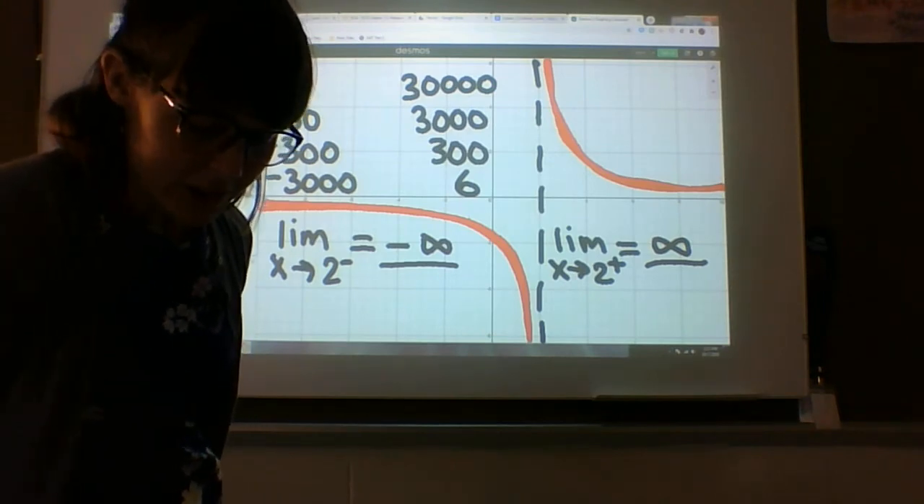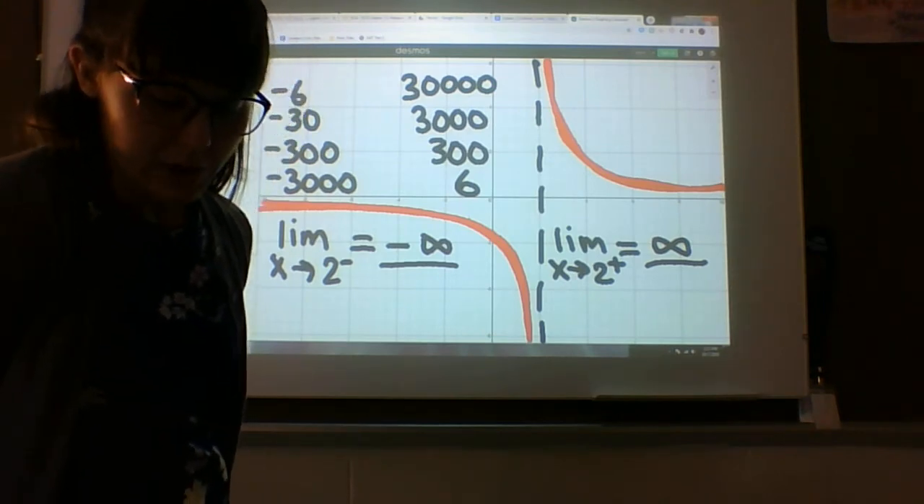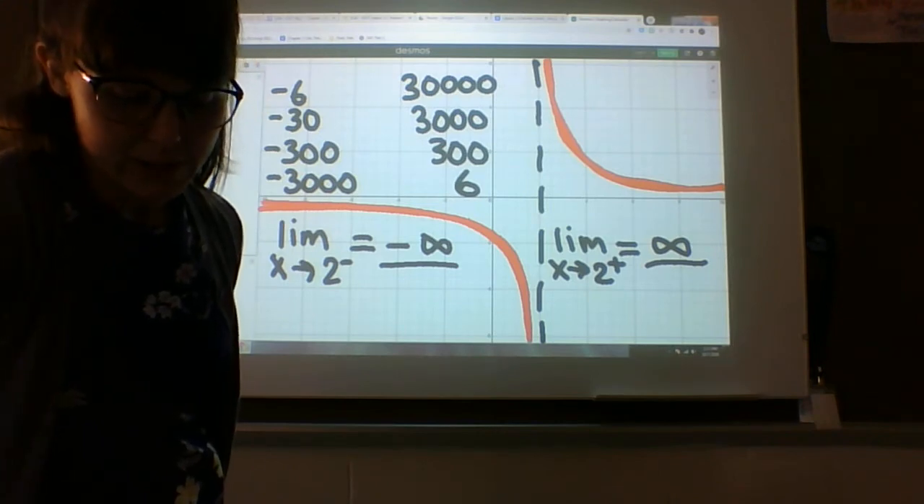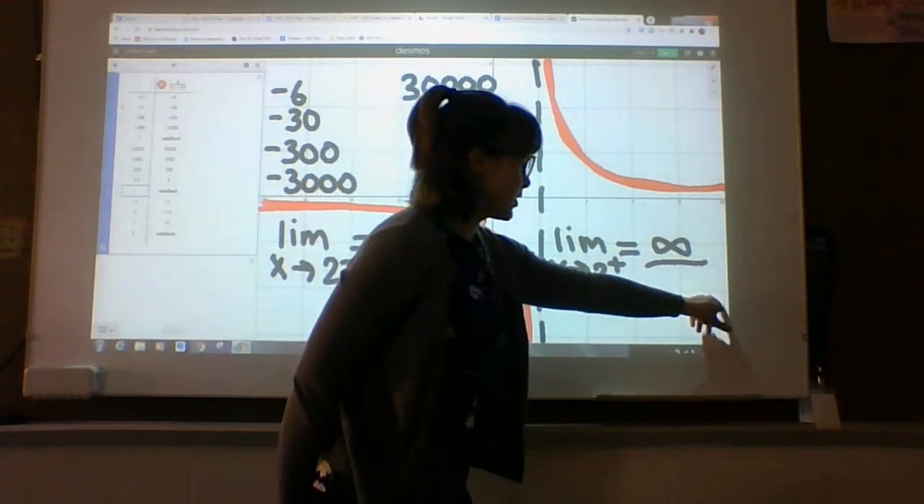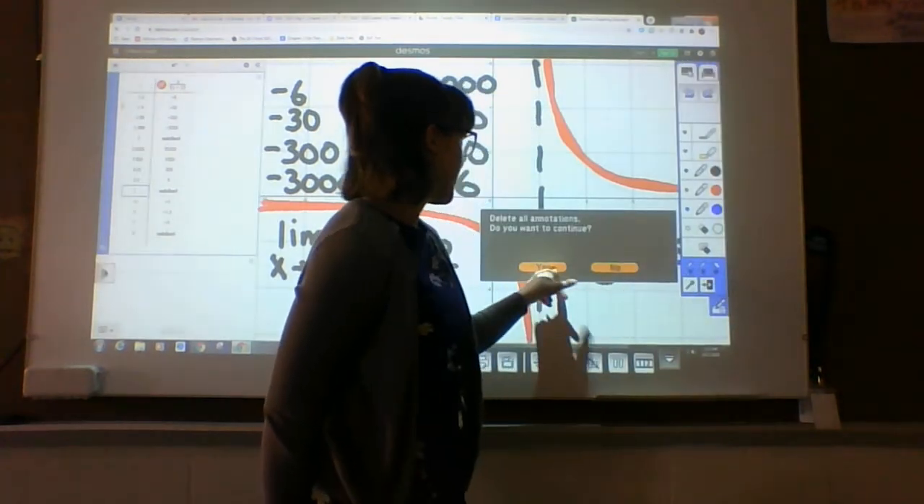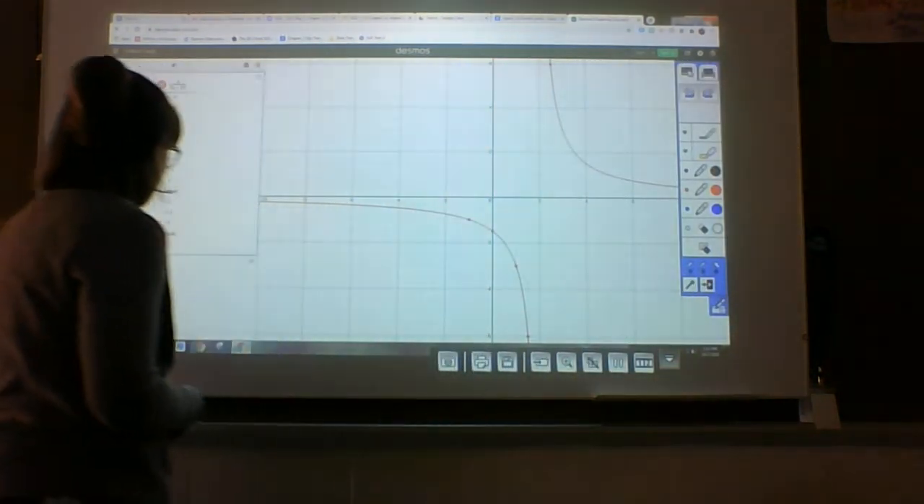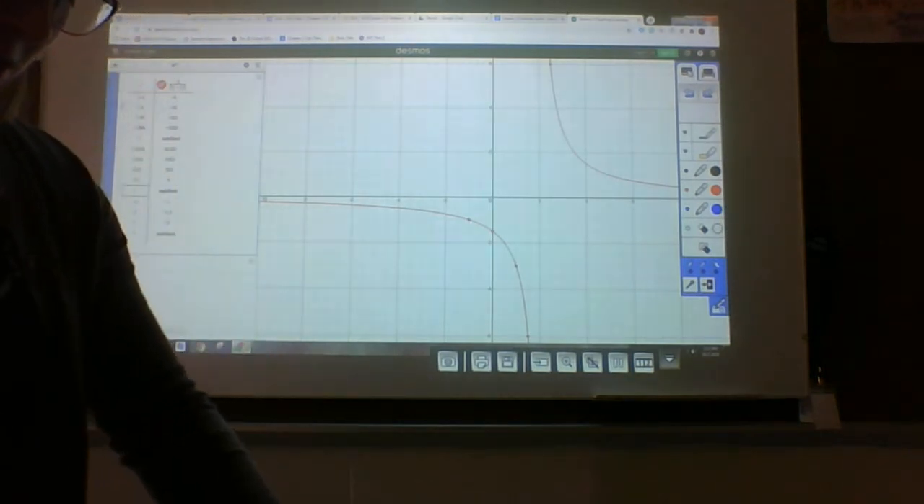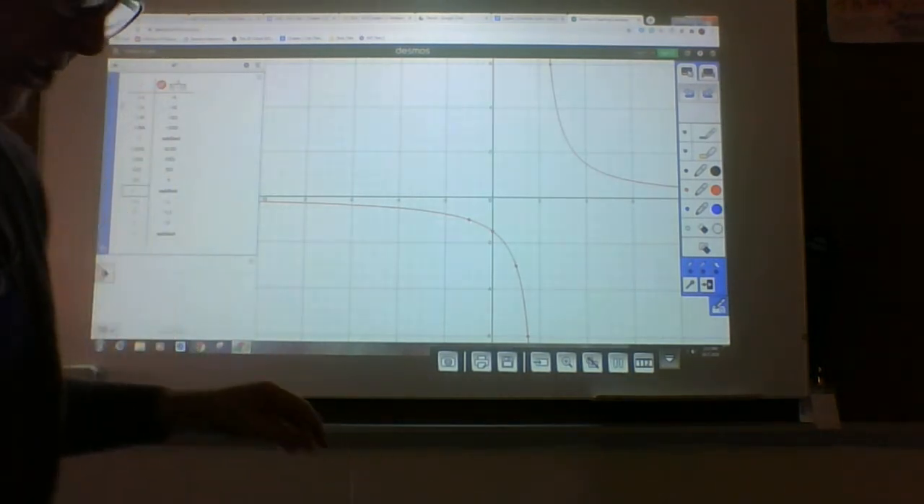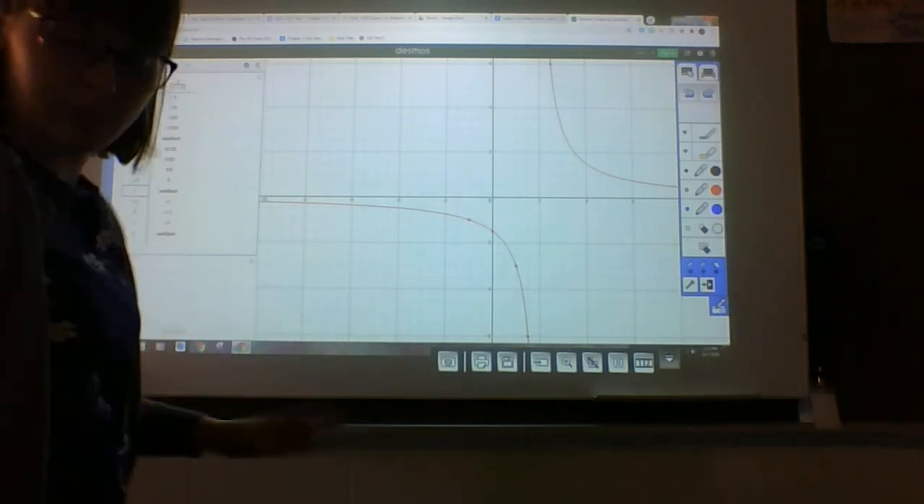So now we're going to look at example 1, and we're going to talk about determining infinite limits from a graph. We kind of talked about it here, but we're going to explore it some more. Okay, so I'm going to erase this and talk about this picture. So stand by.